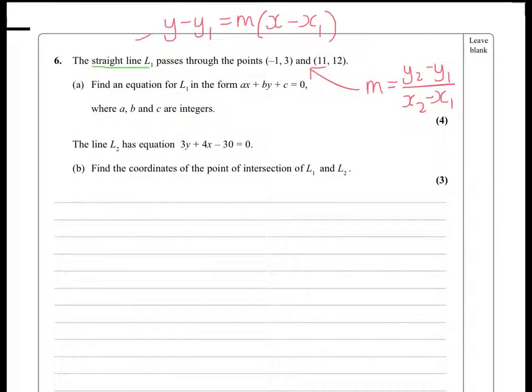And another key part to this is a, b and c are integers. That sort of tells me that the gradient might be a fraction, and then I have to multiply through to get rid of the fraction in terms of integer values. So integer values are plus and minus whole numbers.